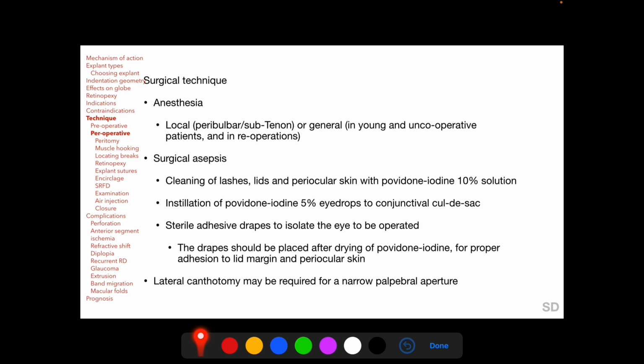We have a video of scleral buckling after we discuss its surgical technique.